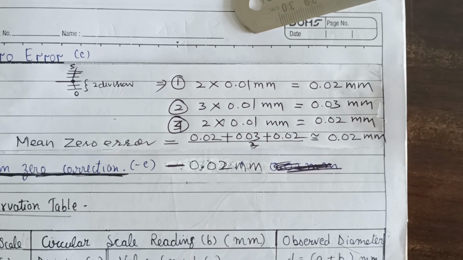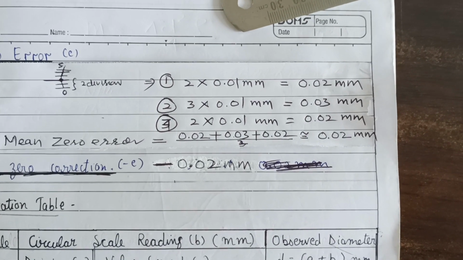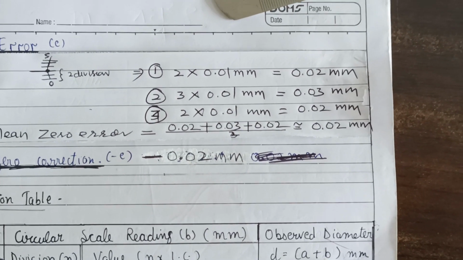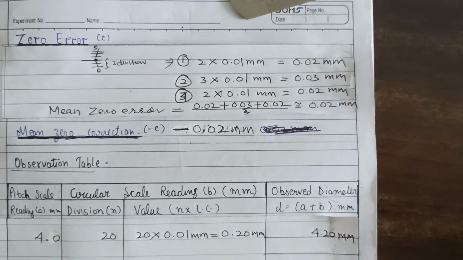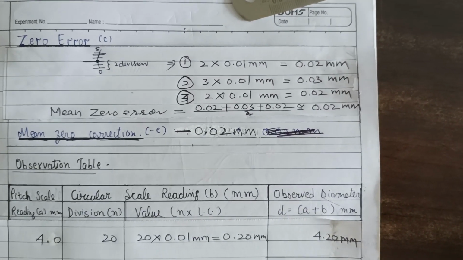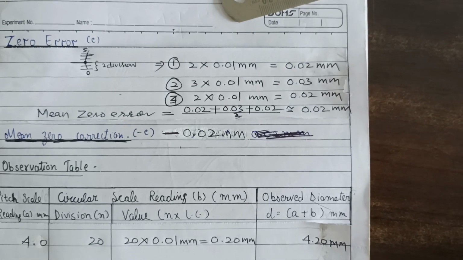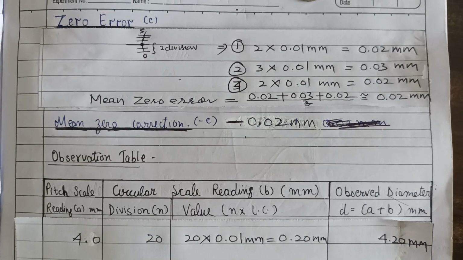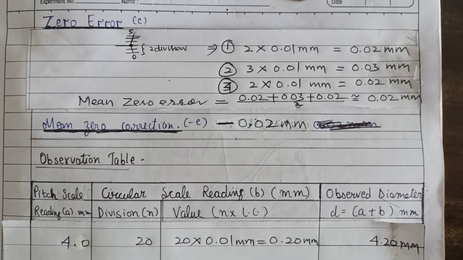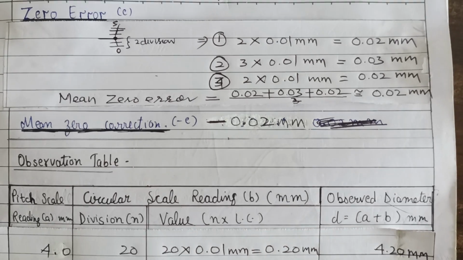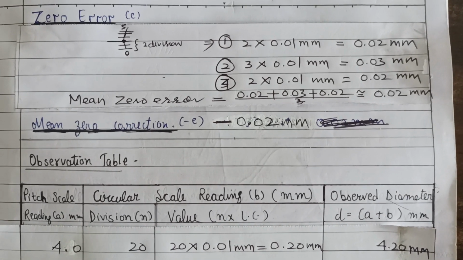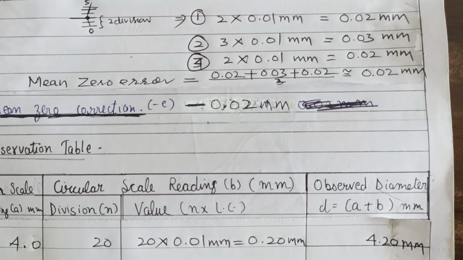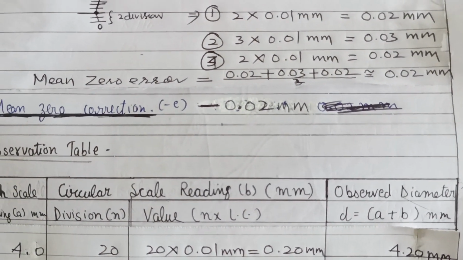Similarly, we have repeated this process in 2 more observations. We found once 3 divisions and another time 2 divisions. The mean zero error must be rounded to the second decimal place only, because the least count is up to the second decimal. So this is 0.02 mm only. So the final mean zero correction, the last correction in every observation, or in the average value of the diameter which we will find through the observations, will be minus 0.02 mm. This correction will be made before finalizing the reading.